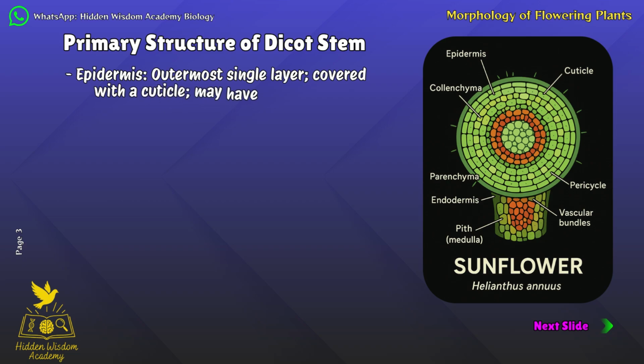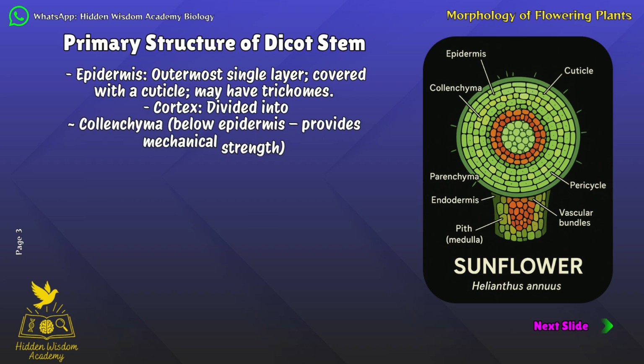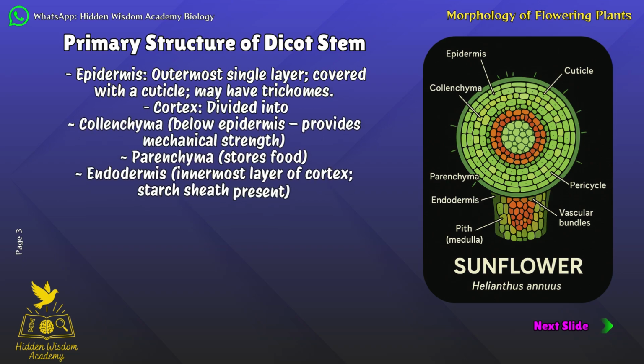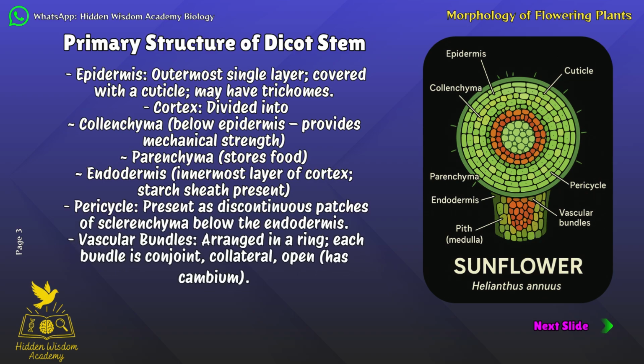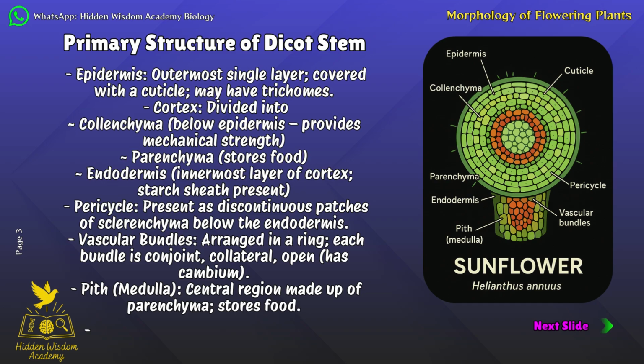Let's talk about primary structure of dicot stem. In a dicot stem, the outermost layer is the epidermis, a single protective layer with a cuticle and sometimes hairs or trichomes. Below it is the cortex, which has collenchyma for support and parenchyma for food storage. The innermost layer of the cortex is the endodermis, also called the starch sheath because it contains starch grains.